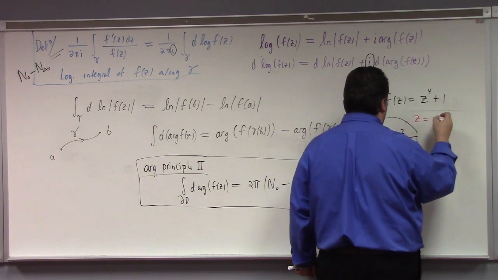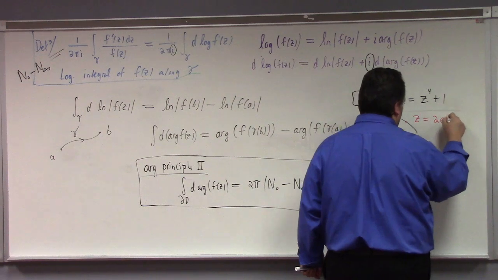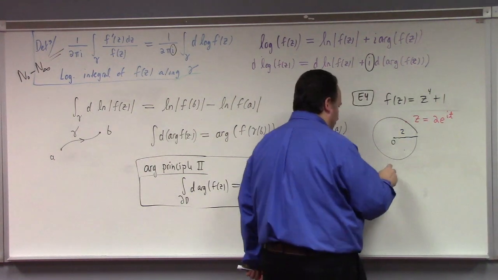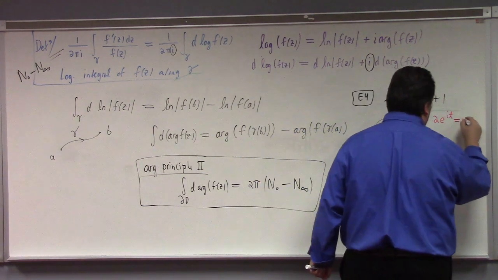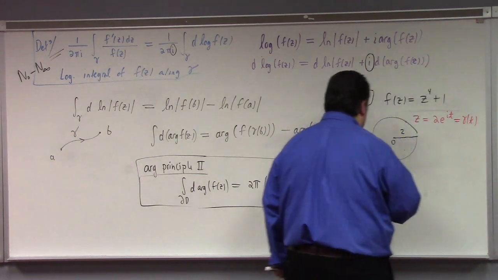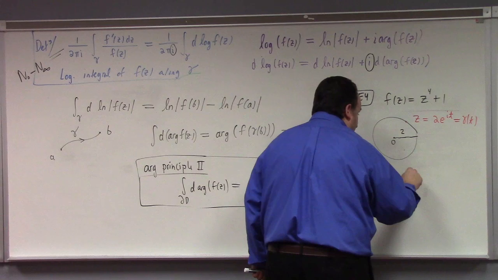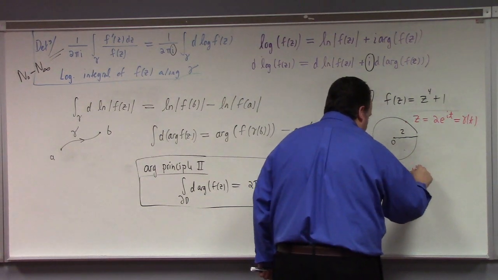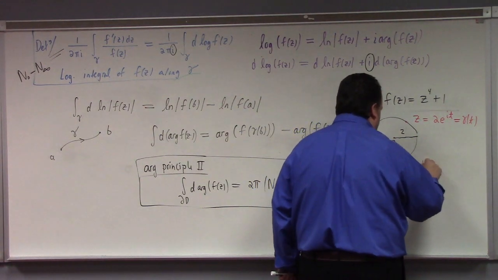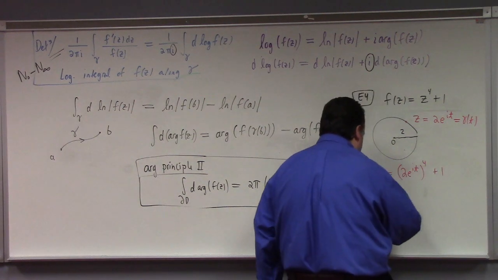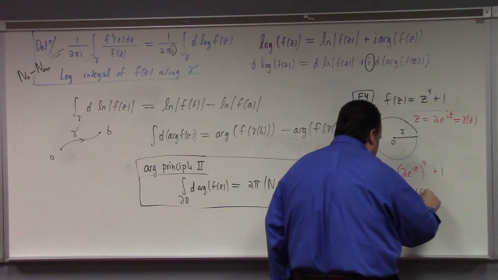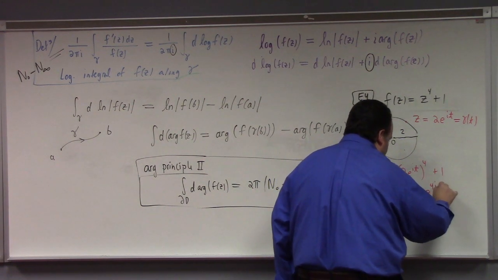All right, so here we have z equals 2 e to the it, right? So that's my quote-unquote gamma of t. So what is f of gamma of t here? You've got 2 e to the it raised to the 4th power plus 1, right? That's 1 plus 16 e to the 4it.